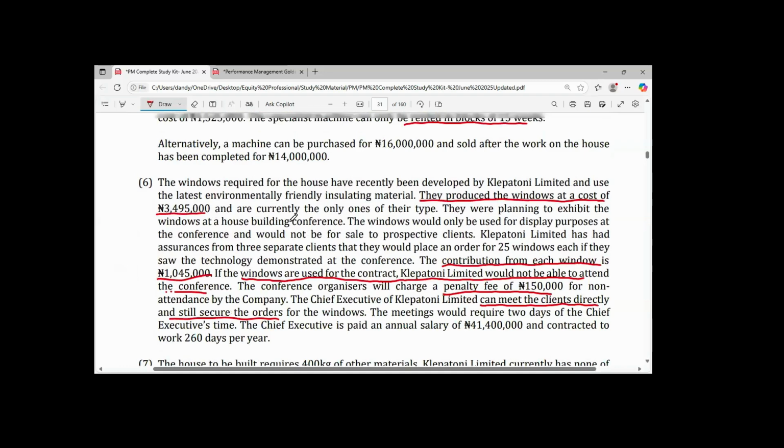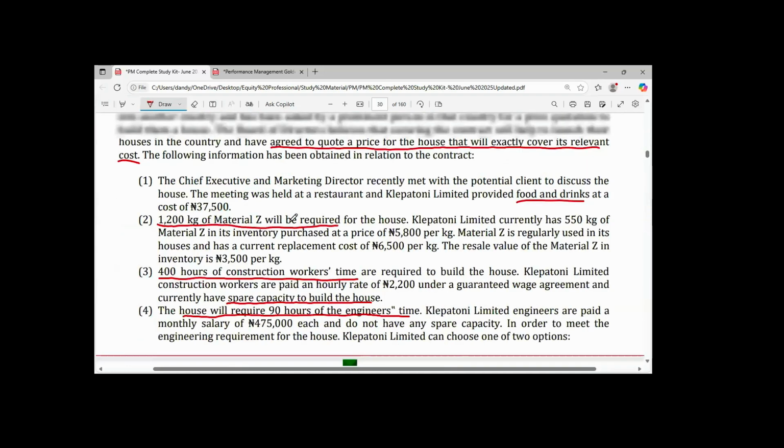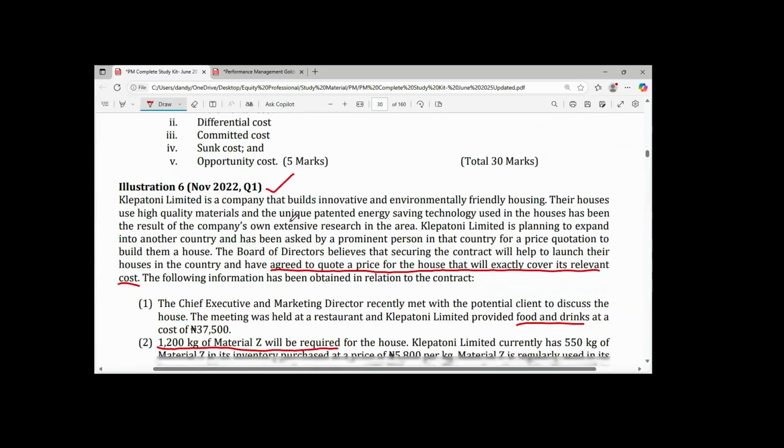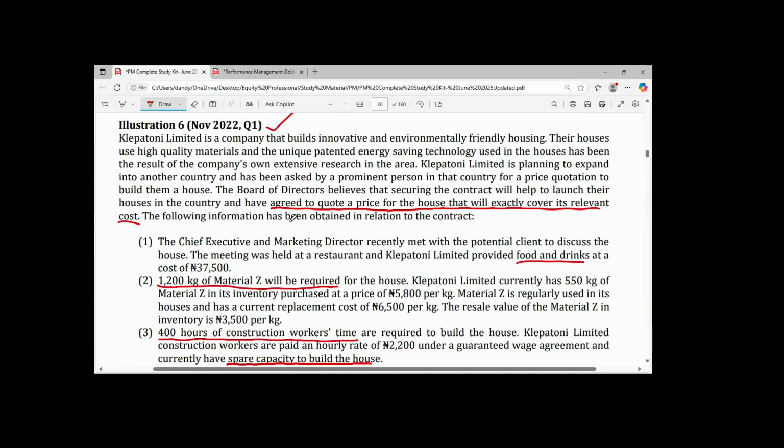Abdulatif said this is too much. This should be like question 1. Of course, it's a compulsory question. You can see it's 30 marks. It's 30 marks.